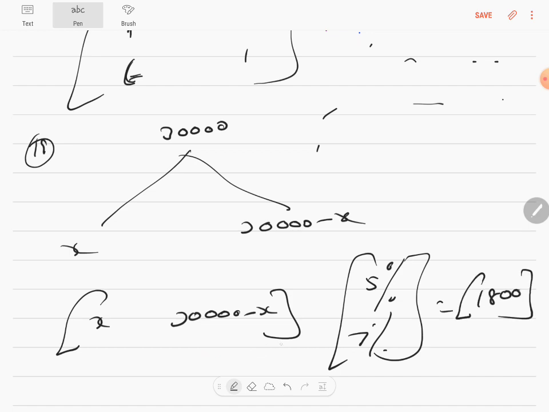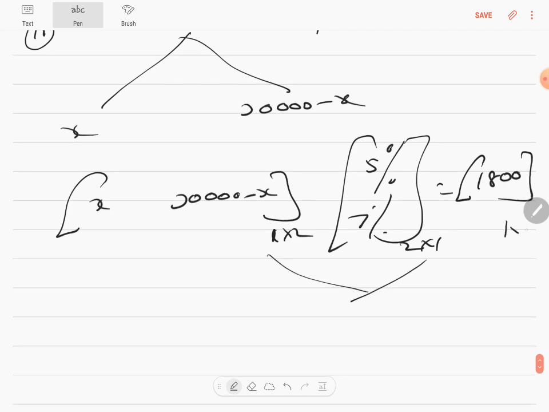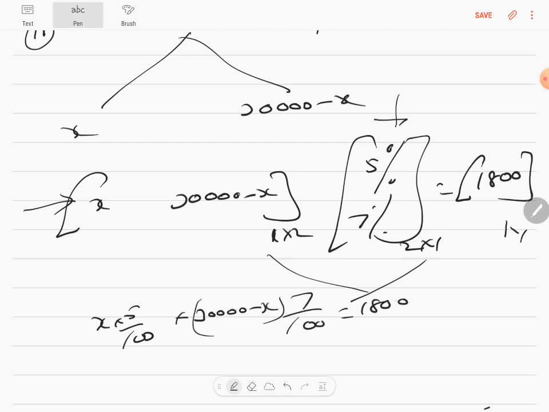Look at this, what row and what column? This is 1 row, 2 column, 1 by 2. This will be 2 rows and 1 column, and the end matrix will be 1 by 1, which is all we have. So you just solve it as first row, first column, that's all. First row, first column is x into 5 by 100 plus 30,000 minus x into 7 by 100 is equal to 1,800.